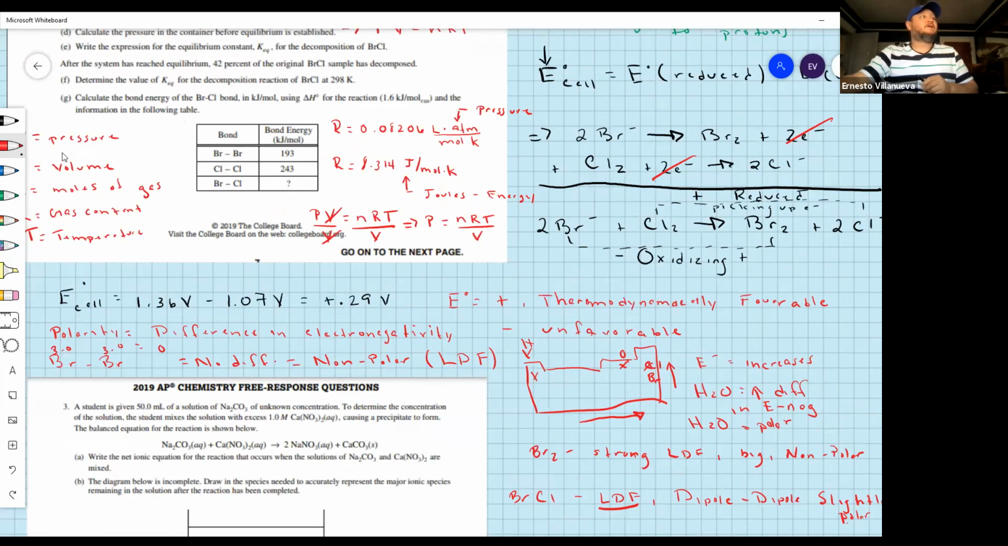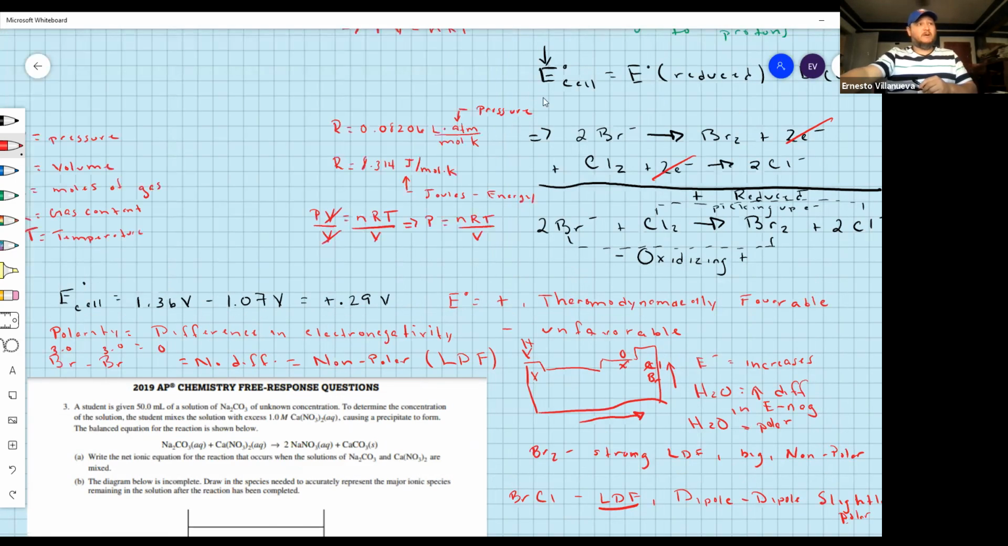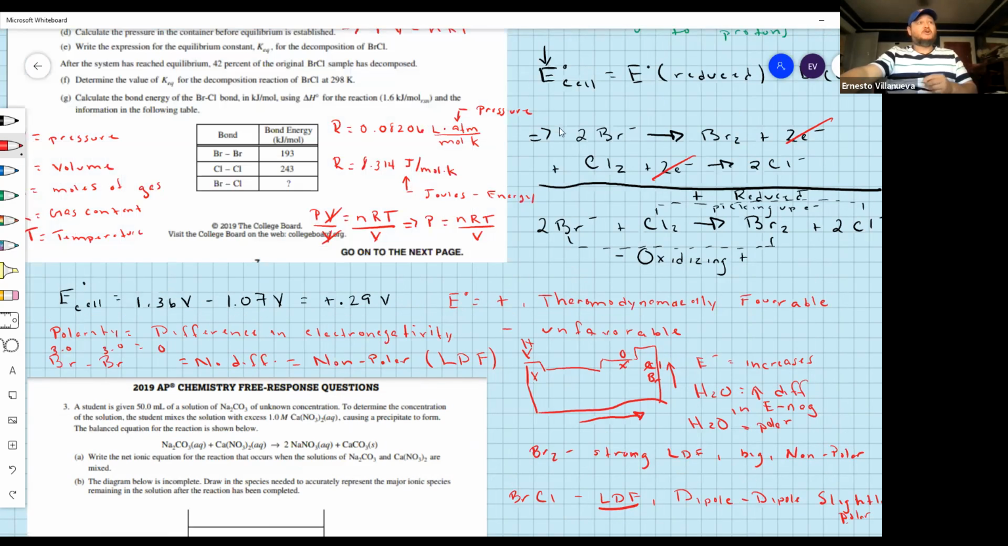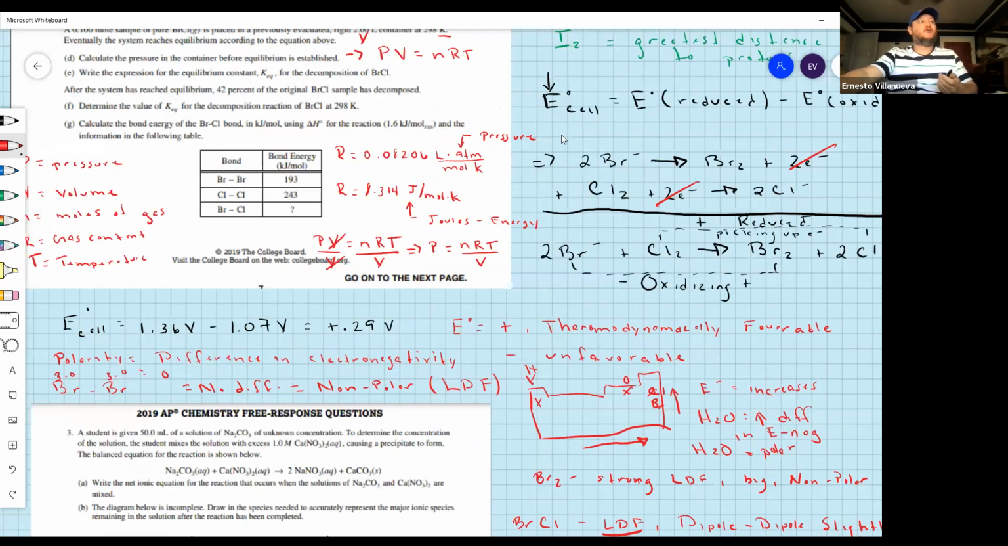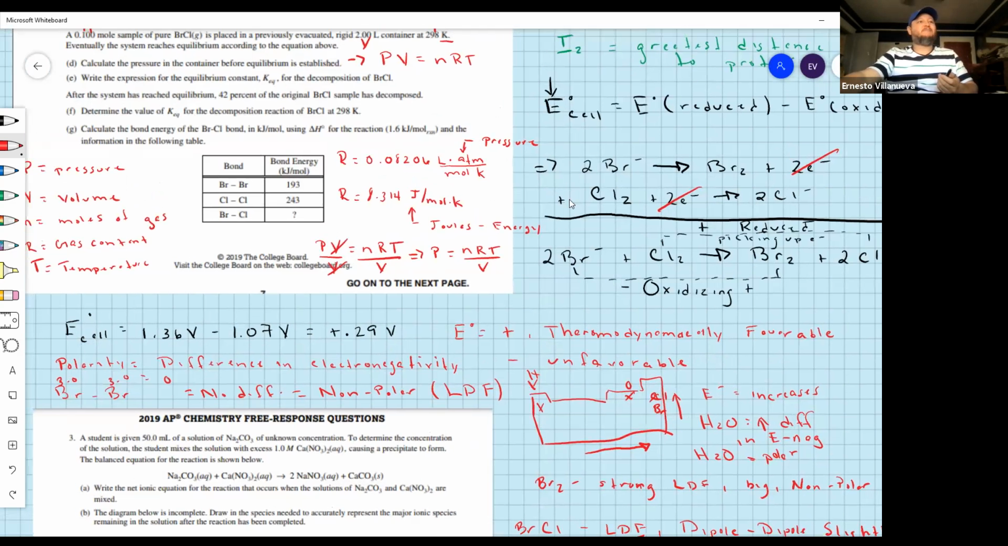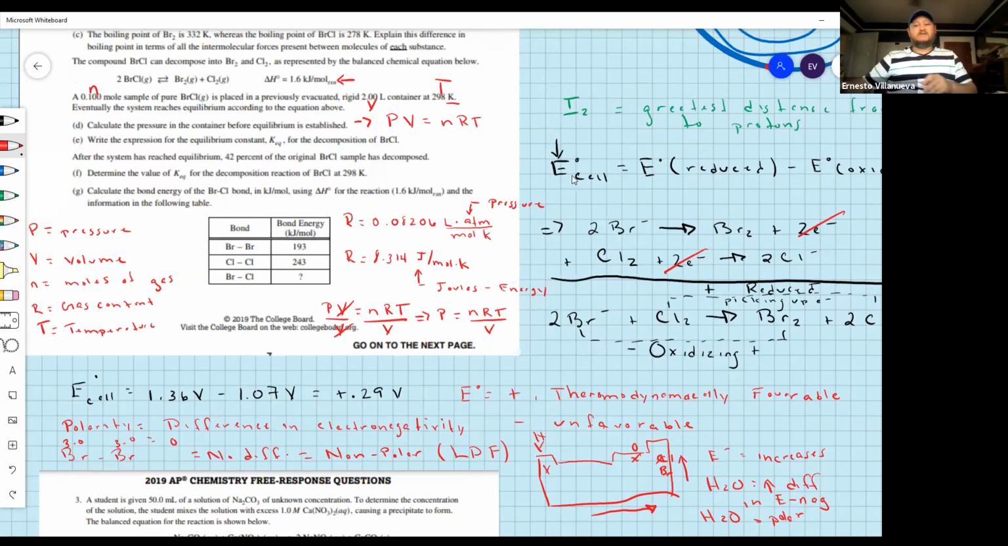Part D: Write the expression for the equilibrium constant Keq for the decomposition of BrCl, or bromine monochloride. Remember that we already have the equation. When they say the decomposition of bromine monochloride, that's just them trying to be fancy. They're just talking about this reaction right here. This is the decomposition of bromine monochloride. That's all it is.